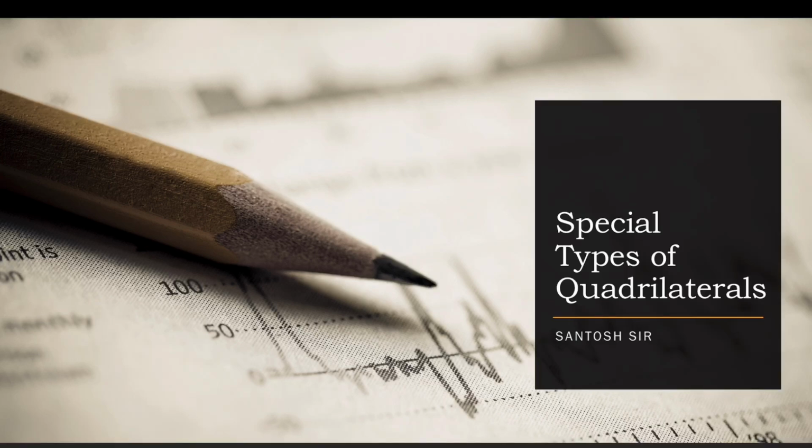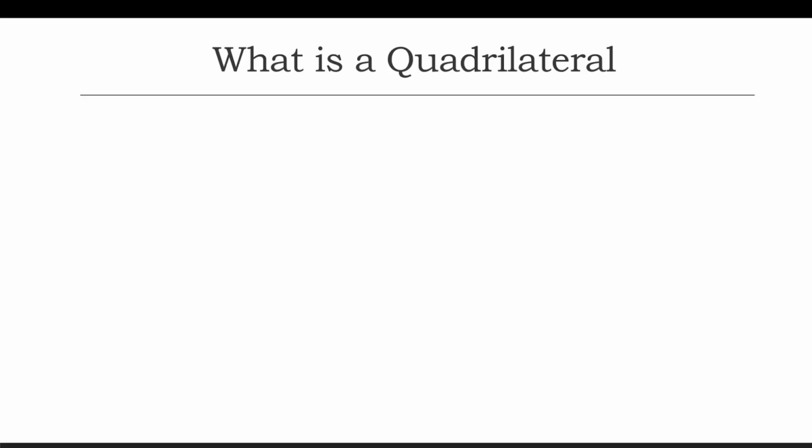Today we are going to talk about special types of quadrilateral. So before getting into special types of quadrilateral, what is a quadrilateral? Any shape which has got four sides to it is called a quadrilateral.